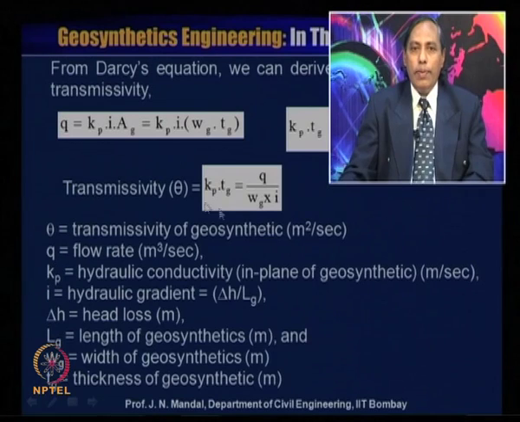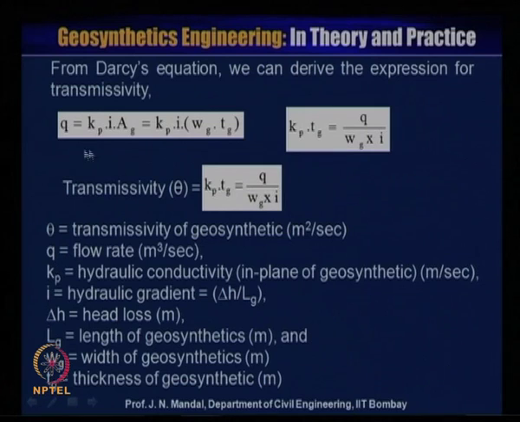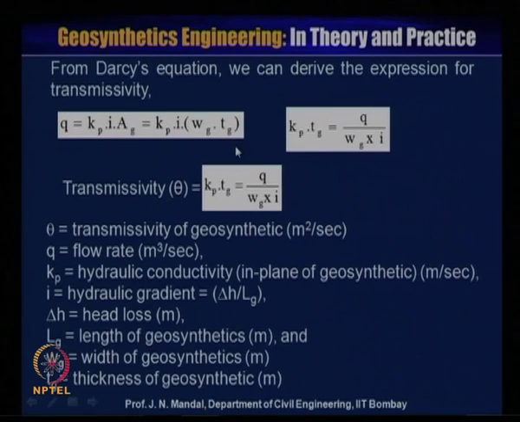So, now again from Darcy's equation we can derive the expression for transmittivity, that means Q is equal to Kp into I into Ag, where Ag is the area, that means this area will be this, this is the Wg and this is the thickness Tg. So, this area will be Wg into Tg. So, that is why this is Wg into Tg. So, then Kp into Tg will be equal to Q by Wg into I.